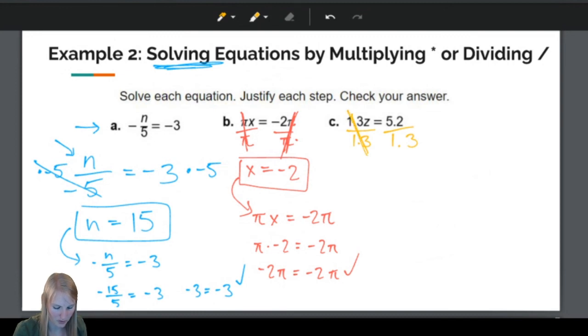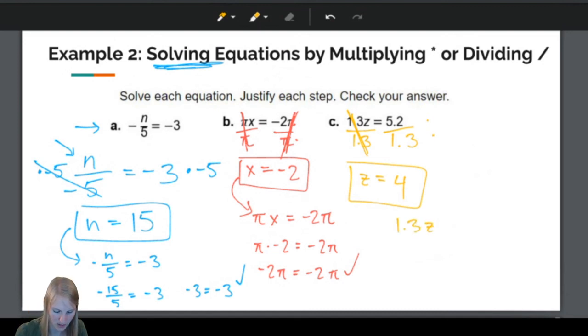Now these are gone, so I just have z. But what is 5.2 divided by 1.3? 5.2 divided by 1.3 is 4. I really thought we were going to get a decimal there, but that's all right. So z equals 4. Are we certain about that? I don't know. We better check our answer.